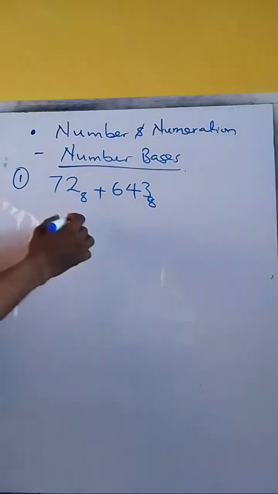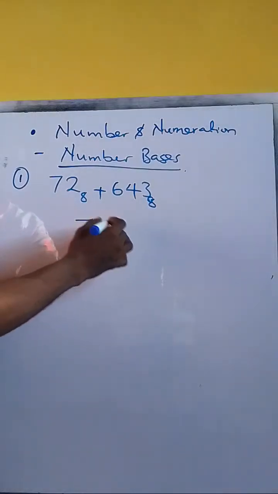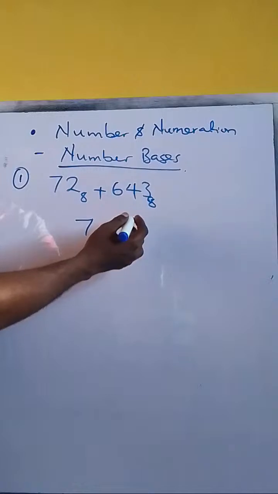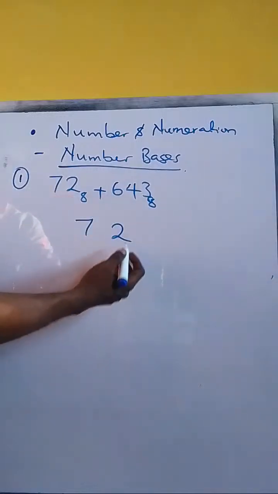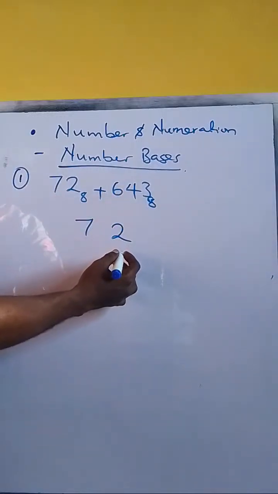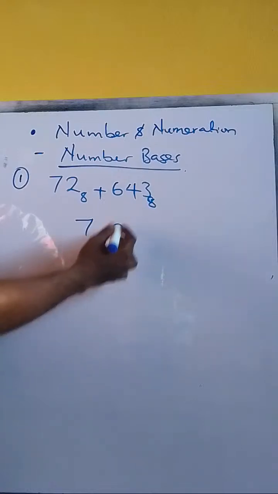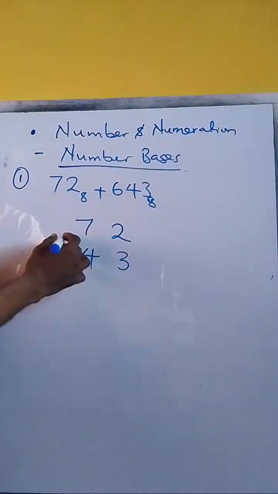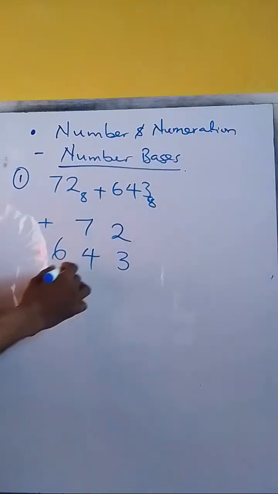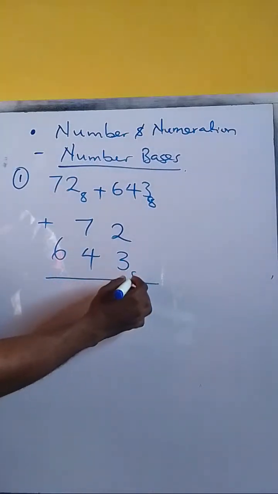Make sure you arrange the digits and let them lie on the unit side. So I have 72 first. Then here, this is 3, then 4 will lie here, then 6 here. So what we are doing here is addition, so we have addition in base 8.